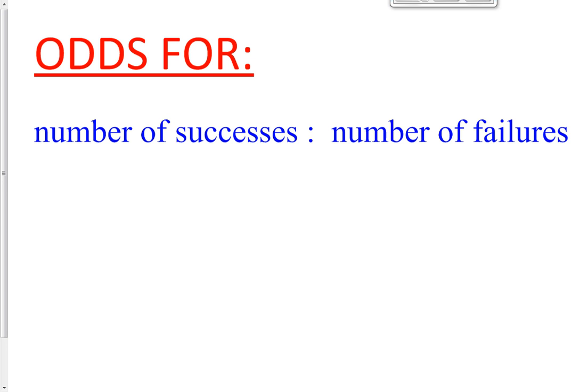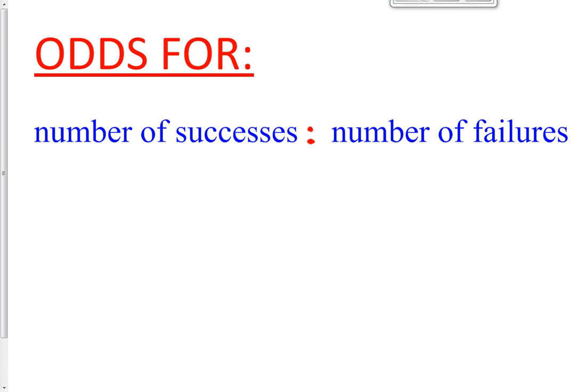So what odds are is very similar to probability. The probability is the number of successes over the total, so you write it as a fraction. Odds, you write as the number of successes versus the number of failures, and you write it with a colon. So probability you write with a fraction, odds you write as more of a ratio with a colon in the middle: the number of successes versus the number of failures.